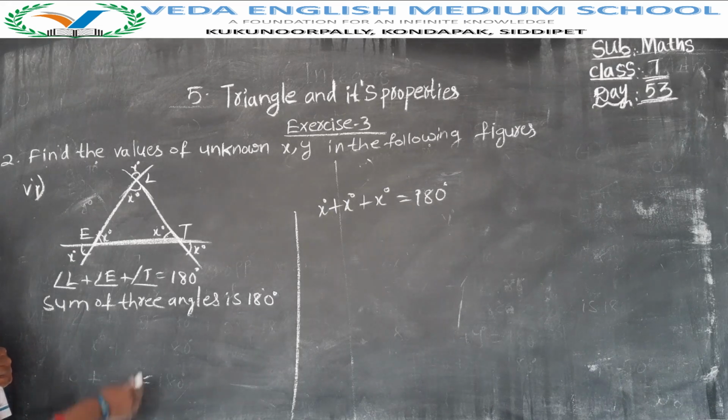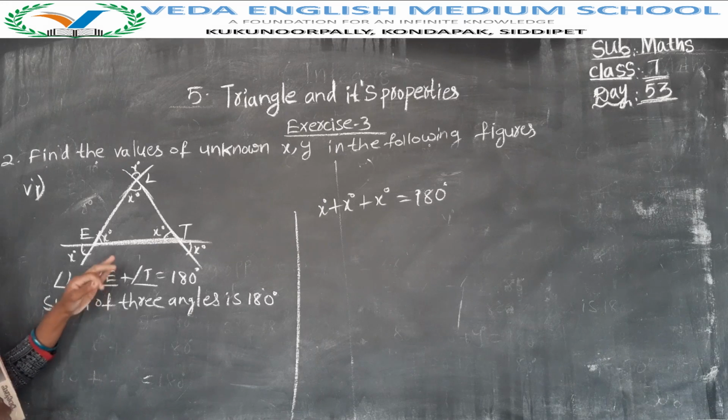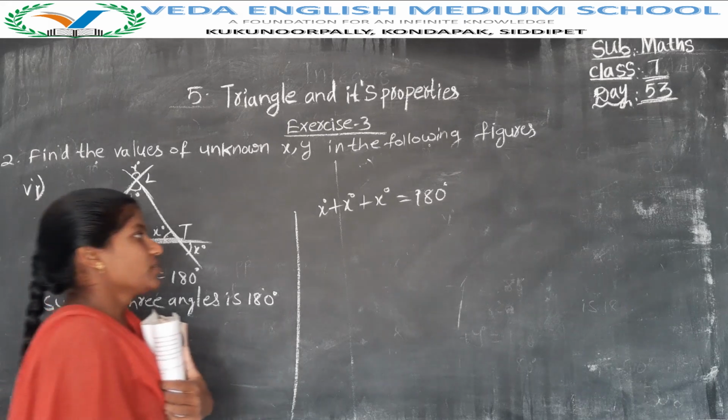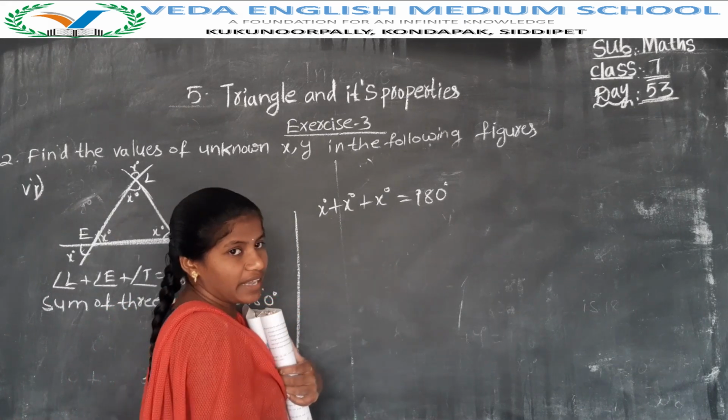Any triangle with all sides equal is the equilateral triangle, they say. But this is based on the angles, so this is an acute angle triangle. So in an acute angle triangle, all angles are equal.